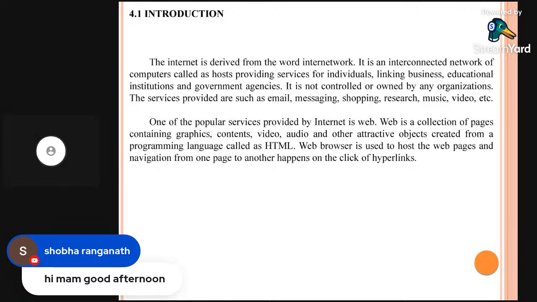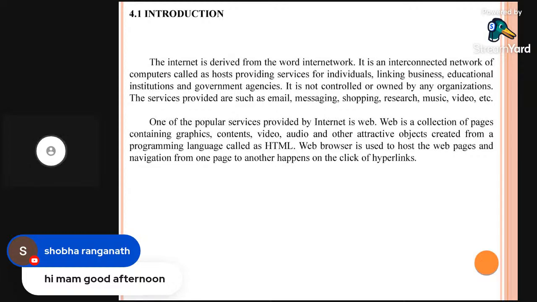So internet is derived from the word internetworking. It is nothing but an interconnection of networked computers, called hosts, providing service for individuals, linking businesses, educational institutions, government agencies, and so on. It is generally not controlled or owned by any organization. The services provided are like email, messaging, shopping, research, video, audio, all such things.